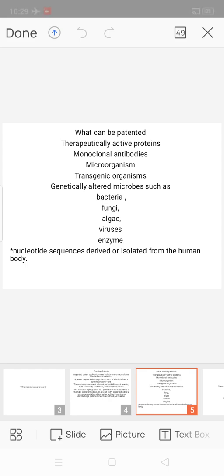And what can be patented? Today, patents have been granted for a range of different biotechnological processes and products. It includes therapeutically active proteins and monoclonal antibodies, microorganisms, transgenic organisms, and genetically altered microorganisms such as bacteria, fungi, algae, viruses, and enzymes, and nucleotide sequences derived or isolated from the human body.